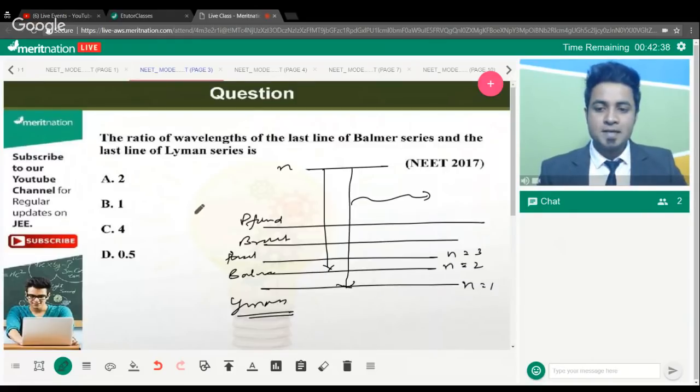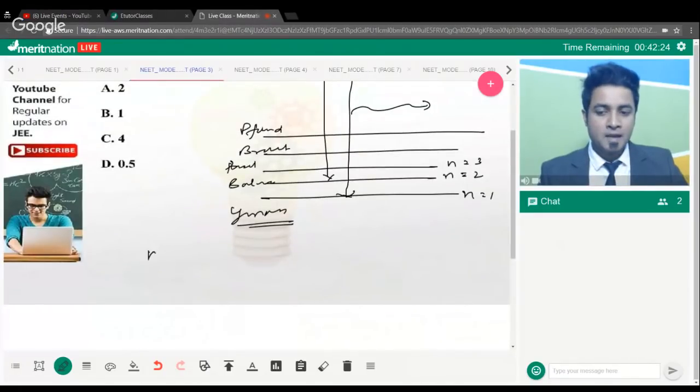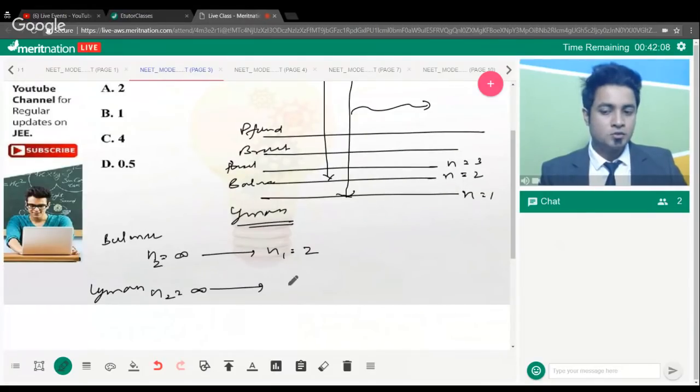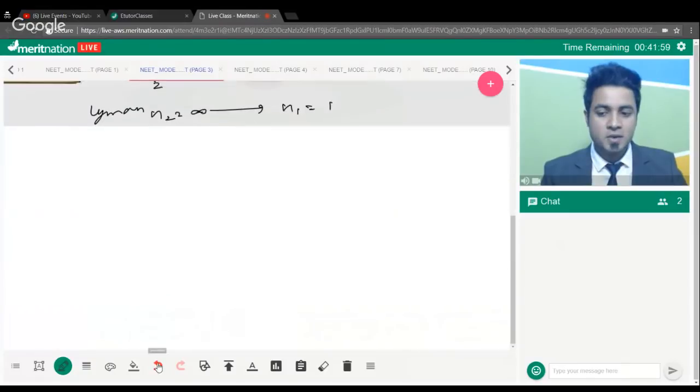Okay, so let's take up this numerical: the ratio of the wavelength of the last line of the Balmer series and the last line of the Lyman series. The last line of the Balmer would be from n2 equals infinity to n1 equals 2, and for the Lyman from n2 equals infinity to n1 equals 1. So we just need to take the ratio of the two wavelengths, right?